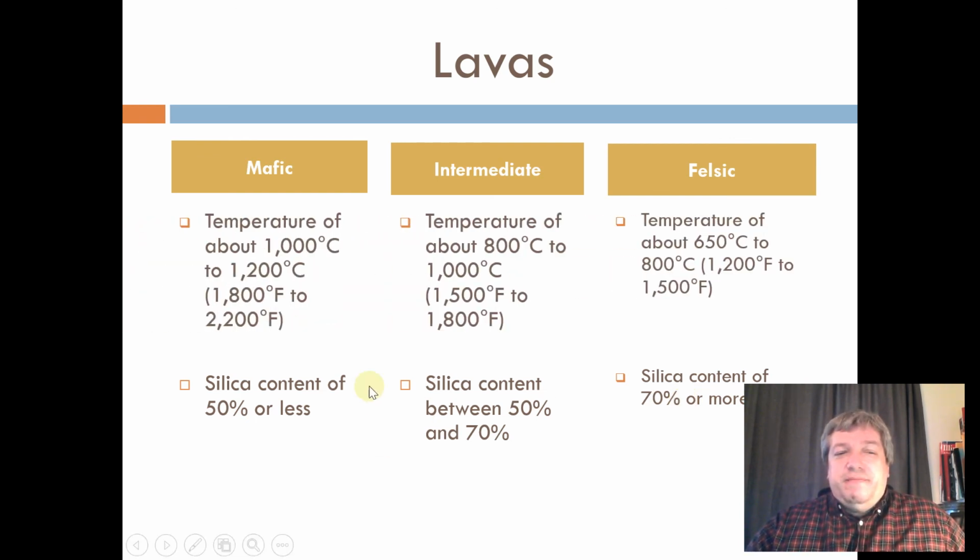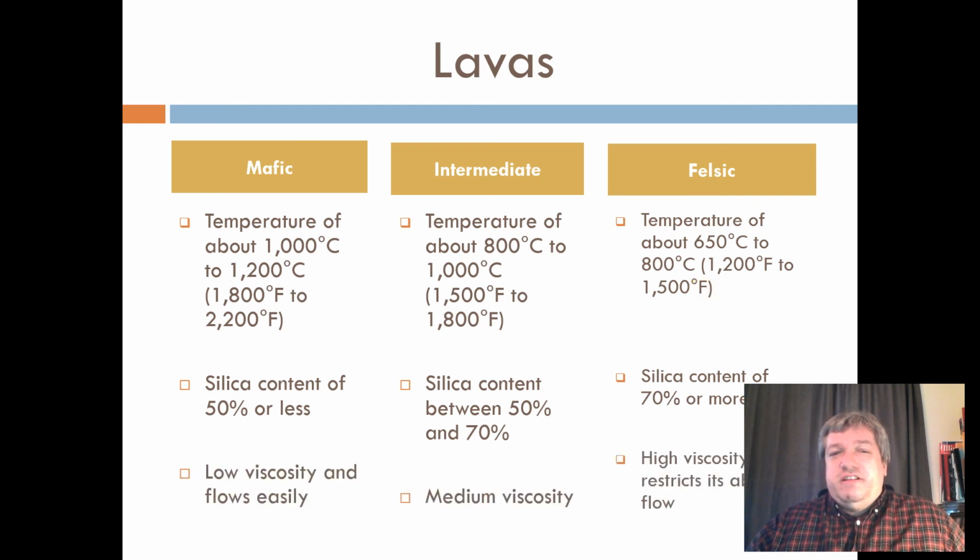Mafic lava melts at a higher temperature. The temperature of mafic lava is much hotter, about 1,000 degrees, whereas felsic lava can be about 650. So a big difference in temperature. The felsic lava with more silica melts at a lower temperature. But the biggest difference is viscosity. Viscosity is how liquid it is.